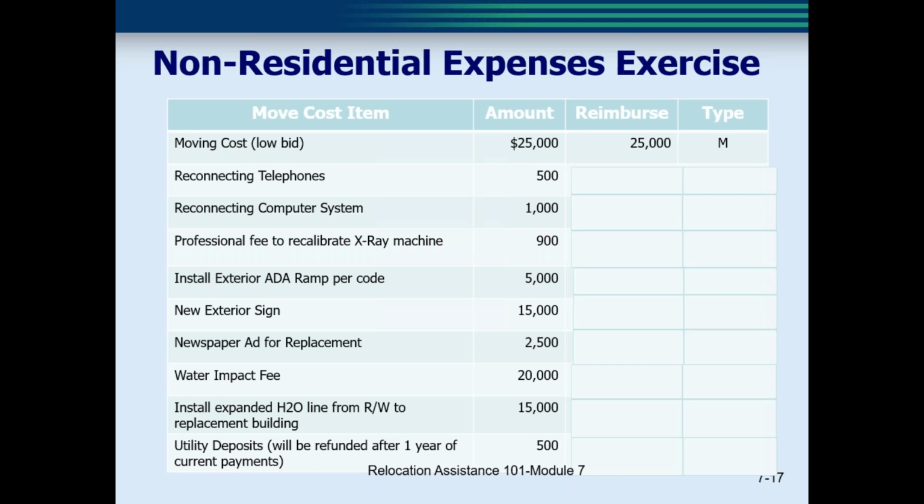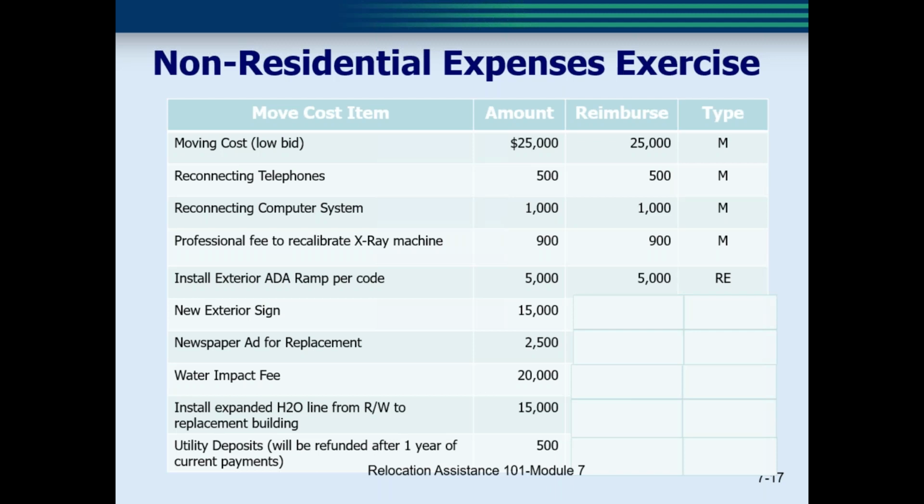So we've got a move cost. Of course, for the moving costs, the low bid was 25,000. So the category is move cost, and it is reimbursable. Reconnecting the telephones would be a move cost, and it is reimbursable. Reconnecting a computer system falls under move cost, and it is reimbursable. Then we've got the professional fees to recalibrate the x-ray machine. The x-ray machine is personal property, so it is a move cost, and it is reimbursable.